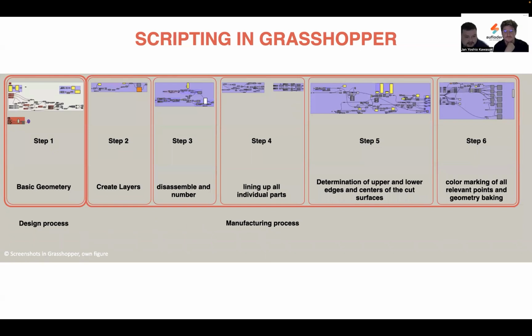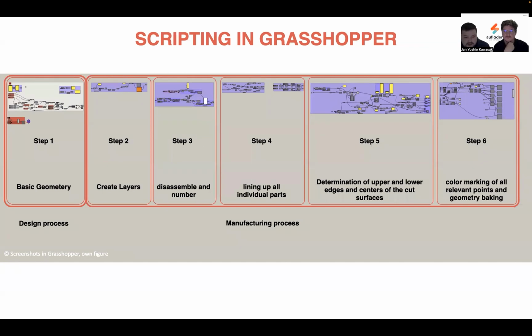So in summary, the script in Grasshopper for making the one-to-one scale is composed as follows. In the first step, we created the geometry. This was followed by the layer creation, then the splitting of all components and the numbering of these. In the next step, the divided parts were all lined up on an insertion point to be able to project them later on the workbench.